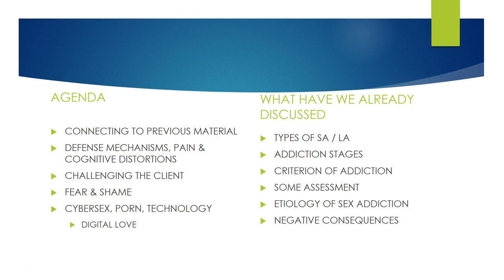We already know what some criteria are to recognize when addiction is present, so I won't be discussing that again because I've talked about it in every lecture thus far. We have talked a bit about some assessment pieces and definitely the etiology of sex addiction and some of those negative consequences. I think this ties into how cognitive distortions are played out, and how we challenge the client. Fear and shame are really huge components. And then we'll jump in and take a look at cybersex, porn, and technology.